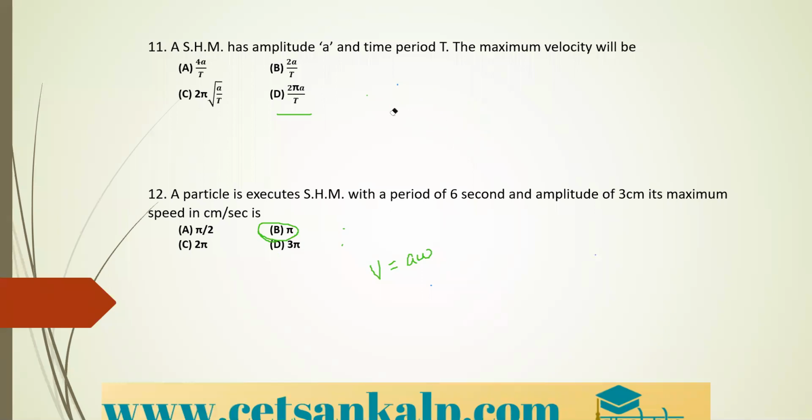So these all 3 to 4 sums we saw based on the V is equal to A omega formula, or V is equal to omega into root of A square minus Y square. So next question.